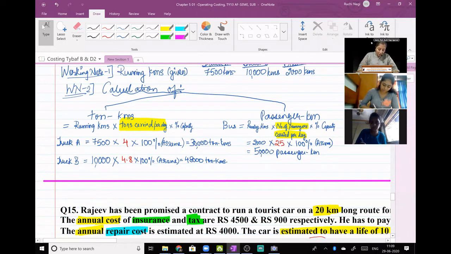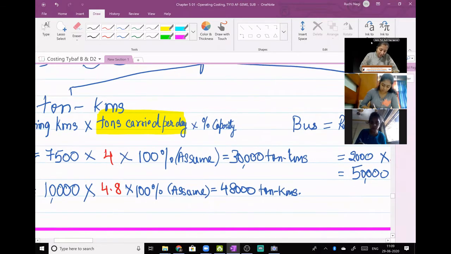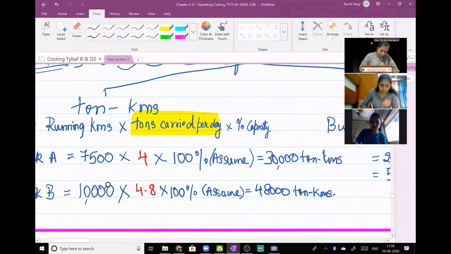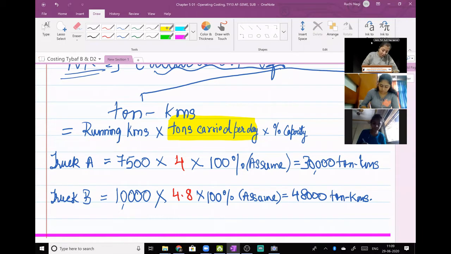Okay, and today I have made the formula more clear. Otherwise, generally while writing I write tons carried or passengers carried or number of passengers or number of tons. Today I am making it very clear. Obviously it is a calculation per day because that is what is given in the question. So running kilometers is given, 7,500 for A and 10,000 for B. Correct?